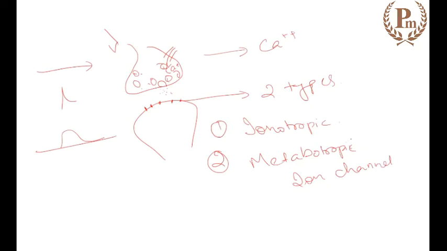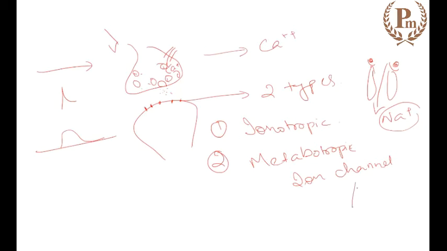What is the difference between ionotropic and metabotropic? An ionotropic receptor may be something like this, a direct channel. When the neurotransmitter comes and binds to it, there is some conformational change and it acts like an ion channel and opens up. Once it opens up, it allows the influx of cations, especially sodium or calcium, whatever is present. How about the metabotropic ion channels?